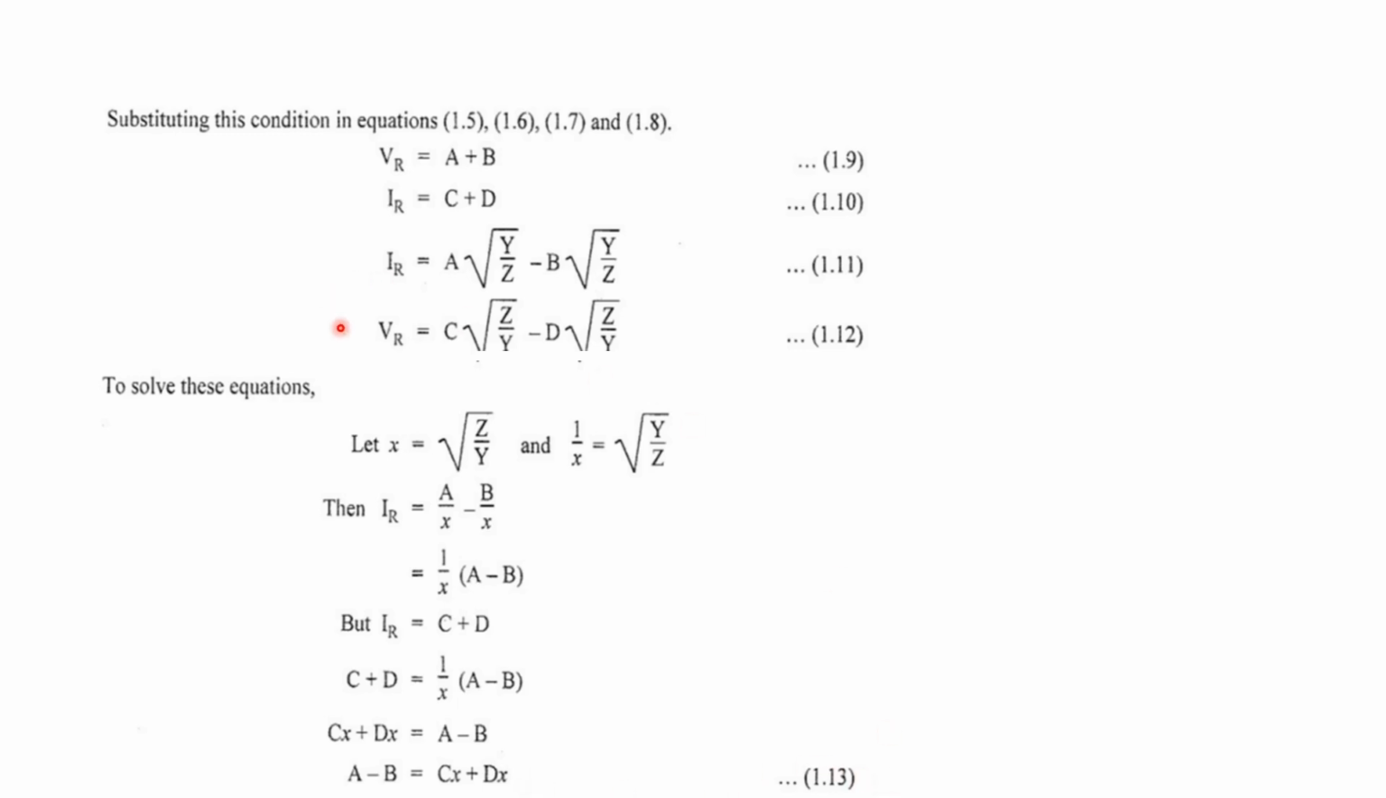Then we have to take VR. VR equal to C into root of Z by Y minus D into root Z by Y. We have to replace root Z by Y as X. Then we get the expression for VR, and we have to equate this value with equation 9 since it is also the expression for VR. So we have to equate A plus B equal to C into X minus D into X.